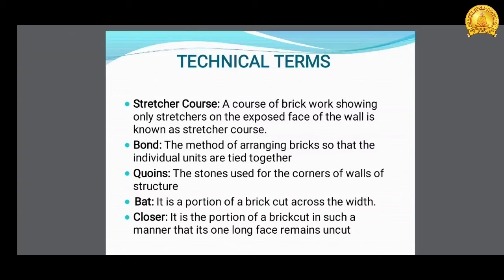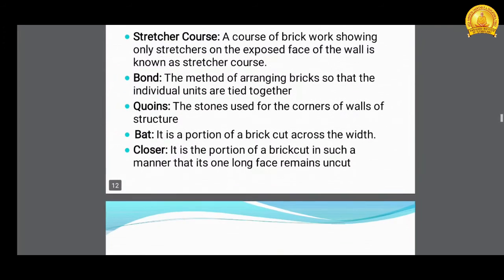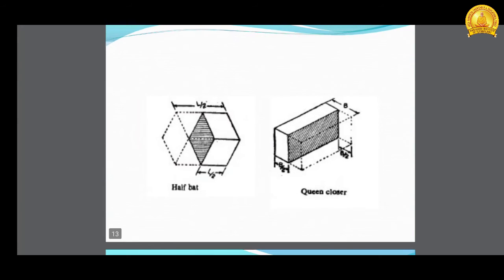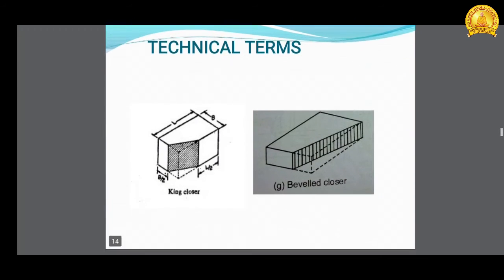Queens, the bricks used at the corner of a wall of a structure, are known as queens. Next one is bat. It is a portion of a brick cut across the width, not length. And next one is closer. It is a portion of a brick cut in such a manner that one long face remains uncut. And this is the figure which shows half brick bat, queen closer, king closer, and bevel closer.